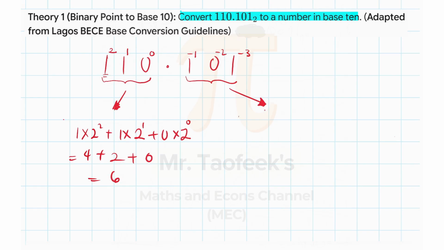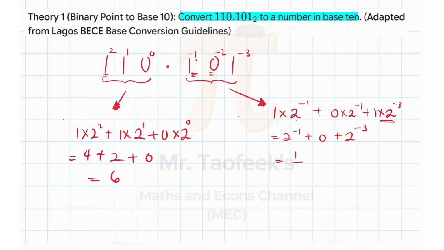Now, it's the same idea. The 1 here times what? 2 to the power of -1, which is the power, plus the next digit, which is 0, times that, and the last digit, which is 1 times 2 to the power of -3. So 1 times this just remains the same, plus this is going to become 0, and this also remains the same. 1 times 2 to the power of -3 remains 2 to the power of -3.